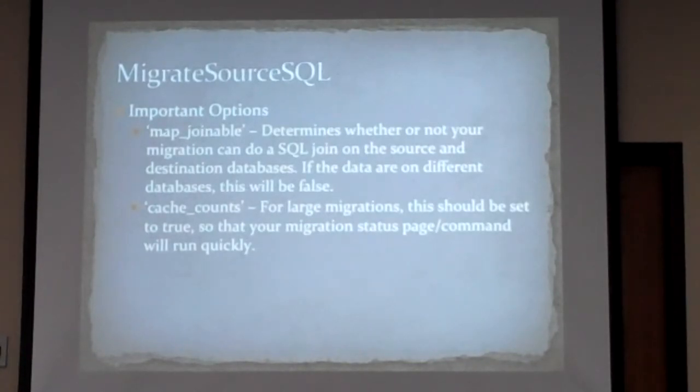But if map joinable is turned off, basically what it has to do is scan through everything in its map table and say, have I done this yet? No. Have I done this yet? Essentially. And then cache counts is just whenever it does its migrate status call, it has to figure out how many things it needs to import for every migration you've defined. If you have big migrations, that takes a while sometimes. So caching counts stores that in Drupal's cache, wherever you've defined it, usually the database. And so next time you run status, it runs a lot faster because it's got the counts cache. But you do have to clear them if you update your source data.